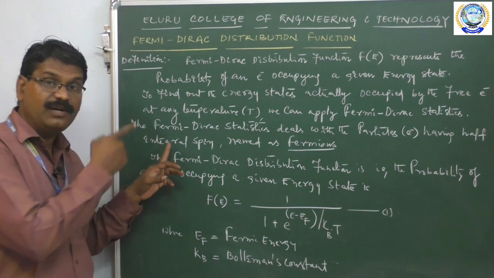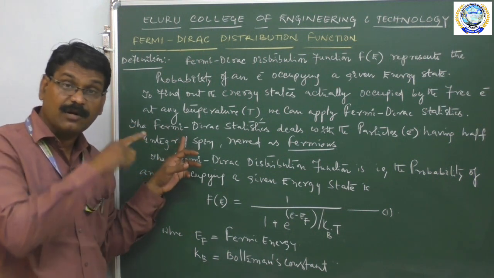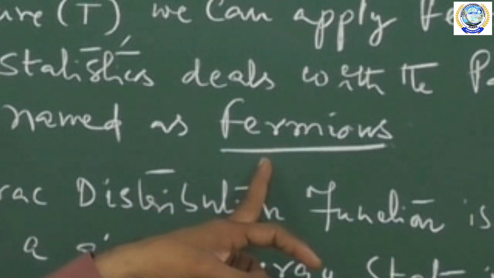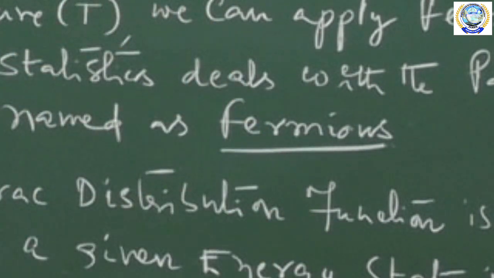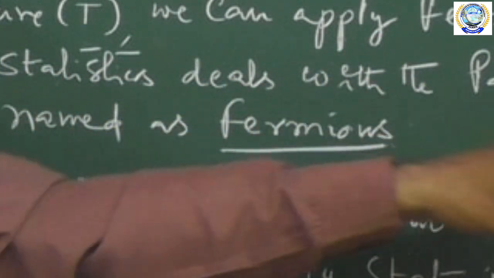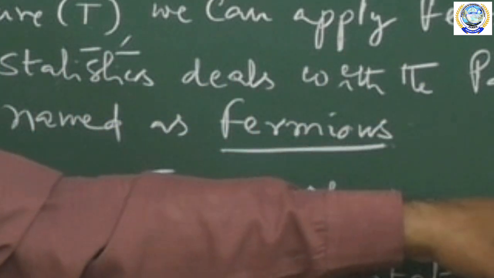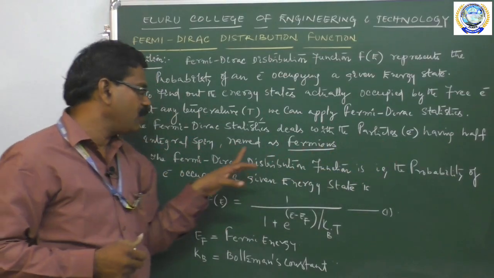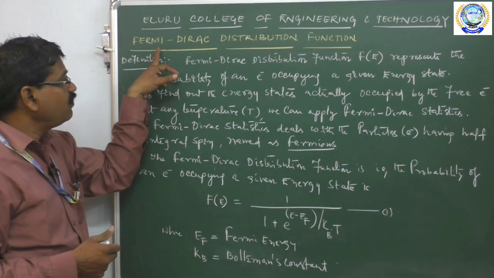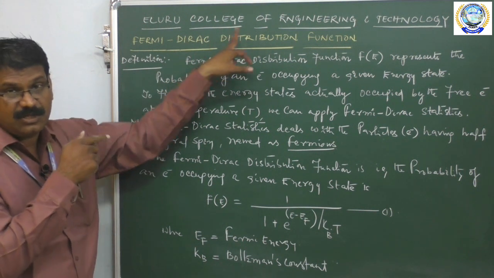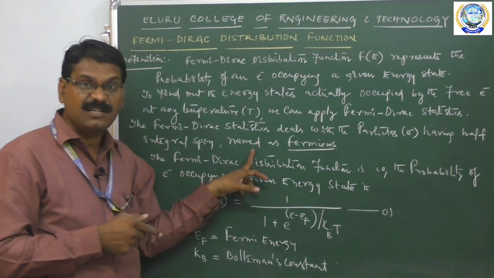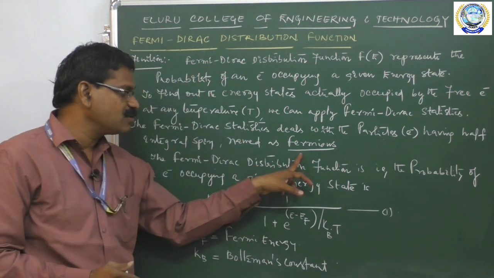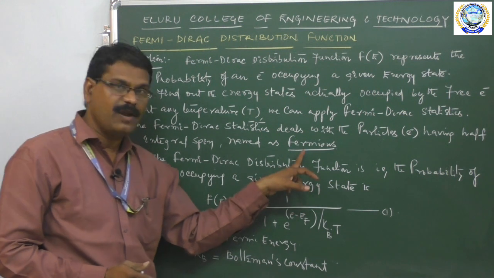If they have half-integral spin, then they are called fermions. I underline this particular point: what exactly are fermions? Fermi-Dirac statistics deals with particles. They are electrons, sure, but if they have half-integral spin, they are called fermions. Fermi and Dirac explain the distribution function of particles provided they have half-integral spin, which are called fermions. So they both told about these fermions.